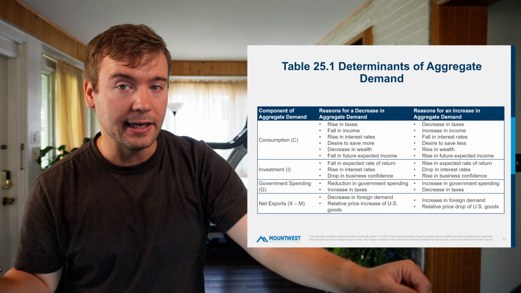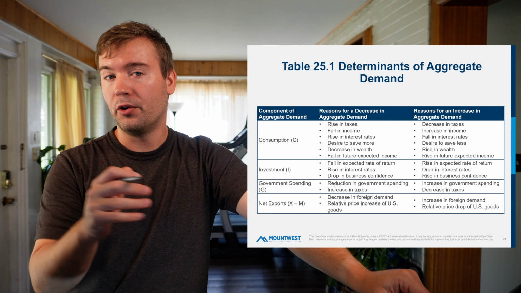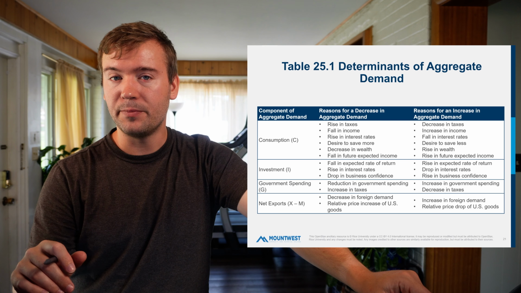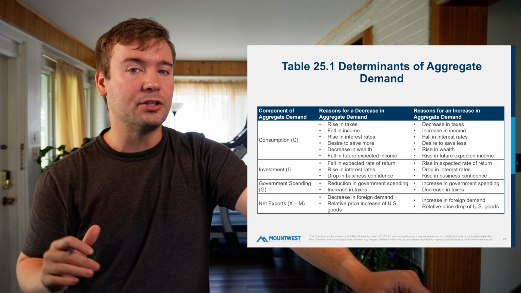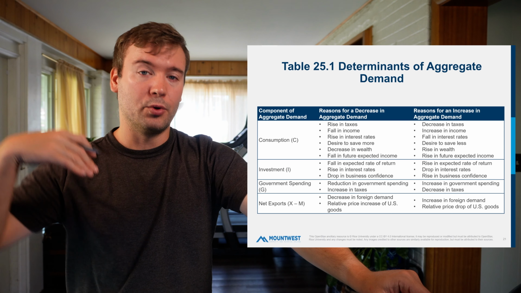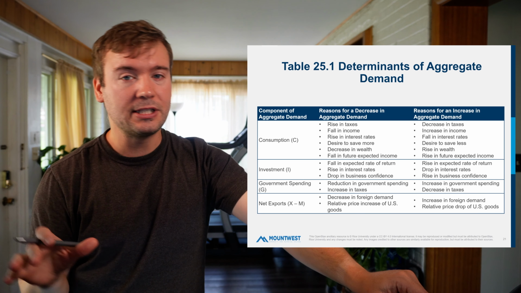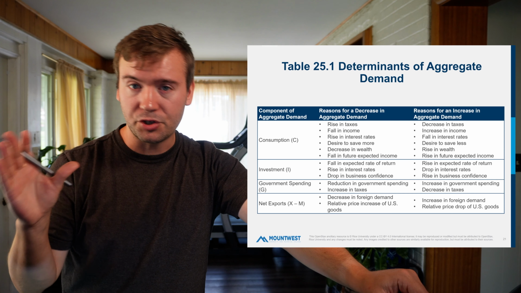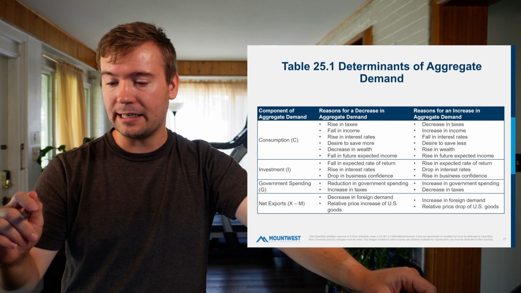And finally, for net exports, an increase in foreign demand for our goods or a relative drop in the price of US goods will increase aggregate demand, and a decrease in foreign demand or a relative price increase of our US goods will cause aggregate demand to decrease. That's a comprehensive overview of the myriad factors that can cause aggregate demand to shift to the left or to the right, which is the central theme of Keynesian analysis.